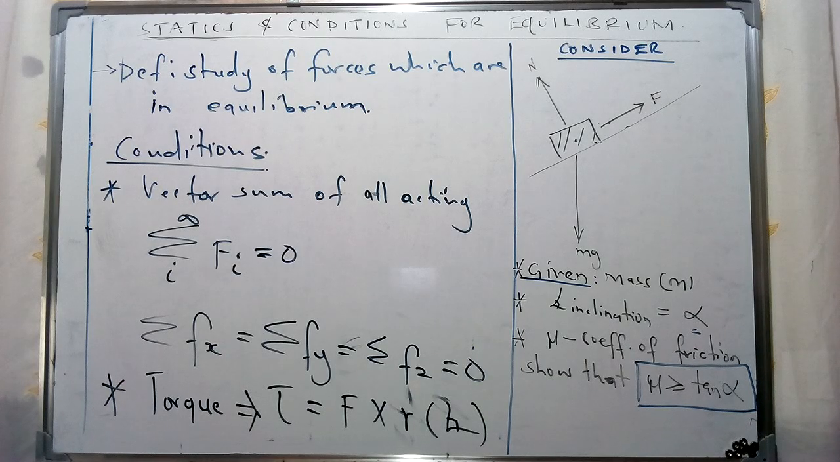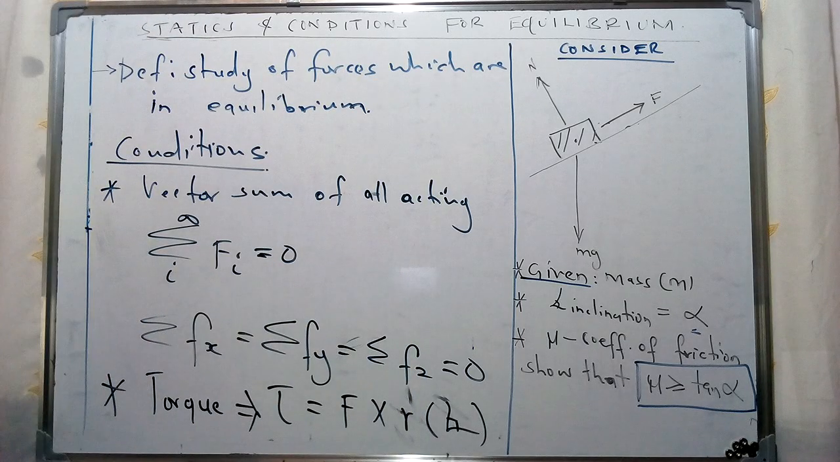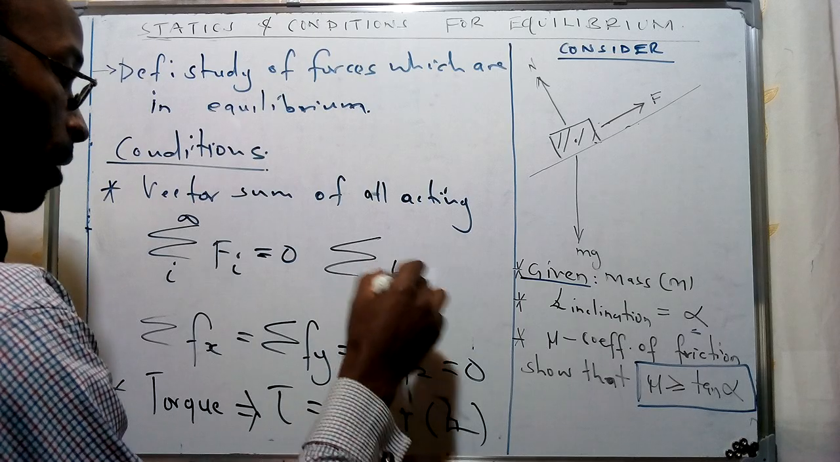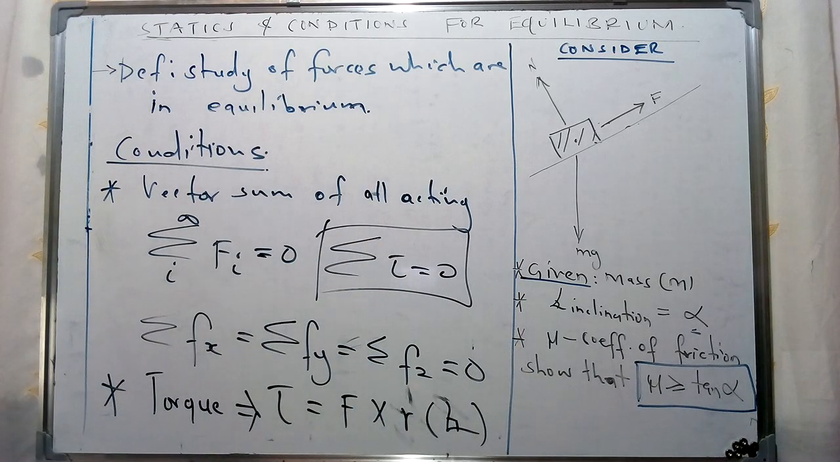And this is going to ensure that aspects like angular acceleration about an axis are going to be given as 0. So we can give the summation of torque equal to 0 as one of the conditions which are going to be given for us to establish equilibrium.